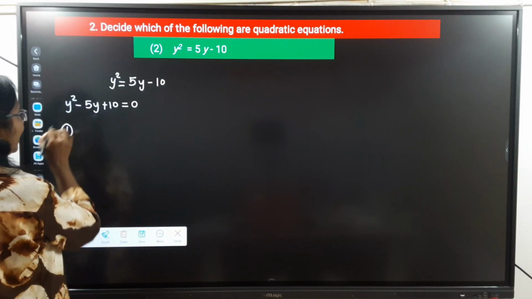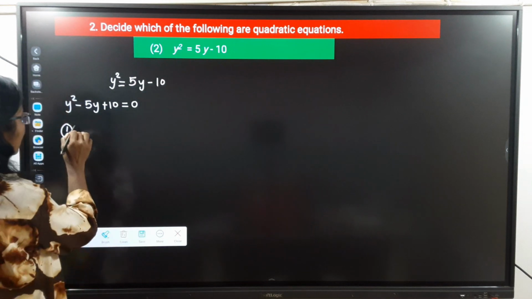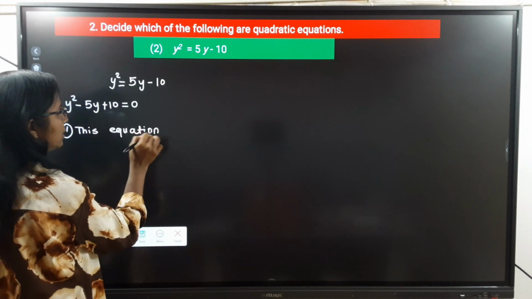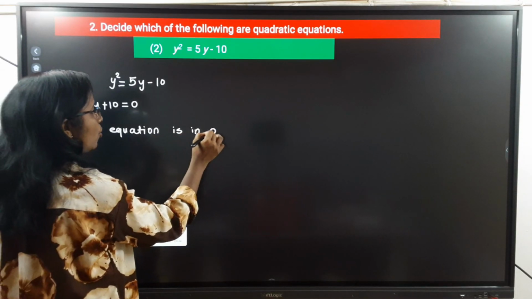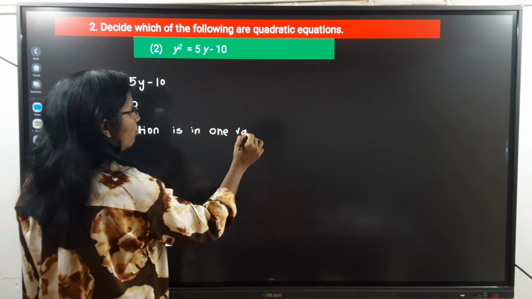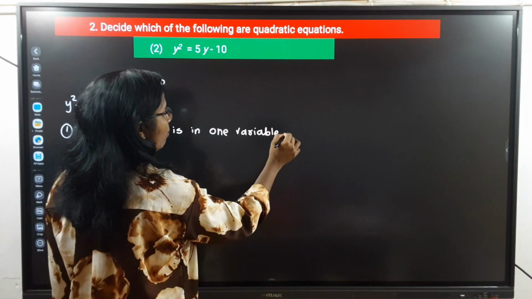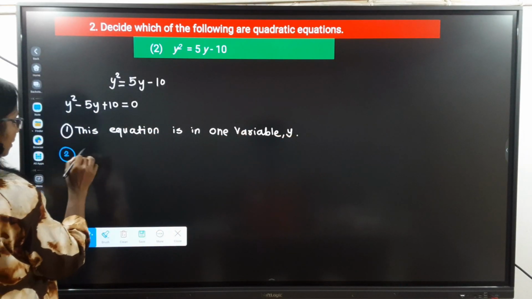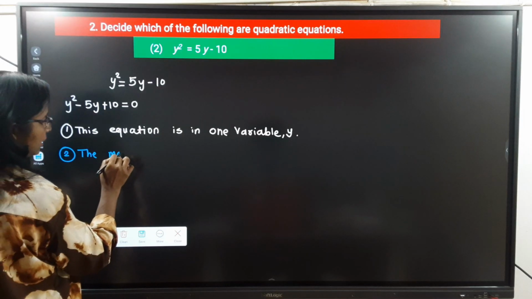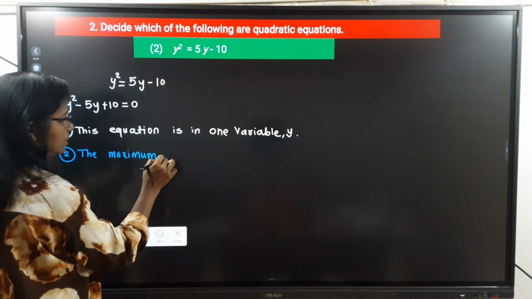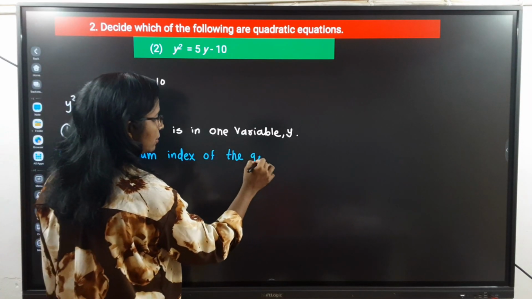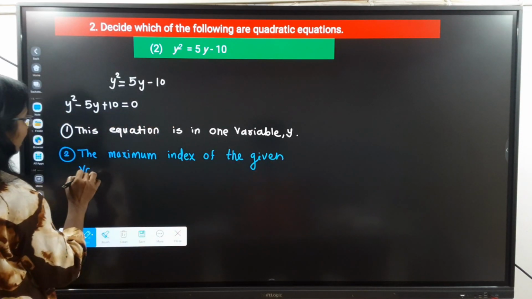Now here I apply the first condition: this equation is in one variable y. The second one is that the maximum index of the given variable is 2.